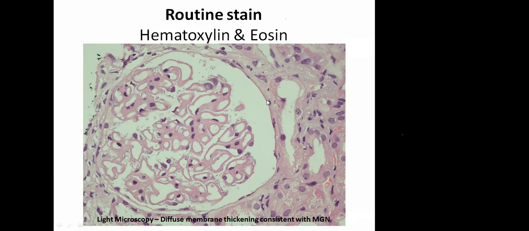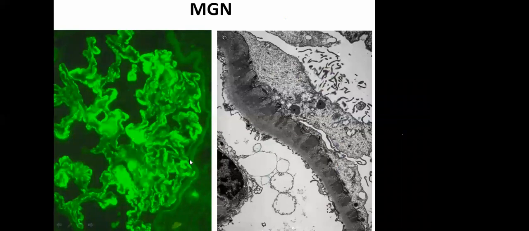This is a Bowman's capsule. This is a urinary space. In the urinary space also, there are no cells. That means no extracapillary proliferation or crescent formation. But there is diffuse thickening of the glomerular capillary wall. So morphologically, it is membranous. When we do immunofluorescence, it will show deposits.